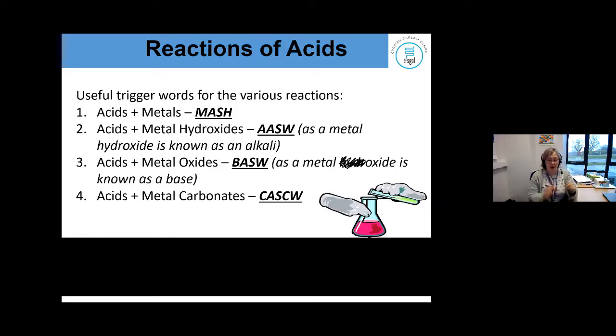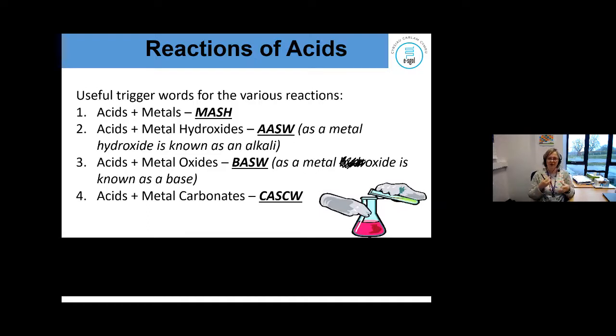Okay, so a metal oxide is known as a base. So the trigger word my pupils get taught is BAZU for that one. Okay, and then metal and a carbonate is called the trigger word, and it is a made-up word, but I really guarantee that every one of my year 11s will be able to regurgitate it, is CASCU. So my year 11 pupils, as always, will be able to tell you MASH, AZU, BAZU, and CASCU.